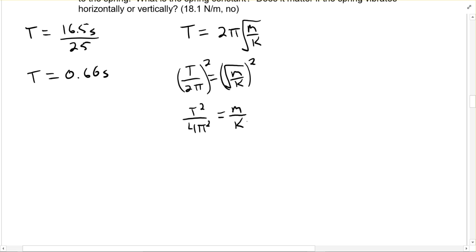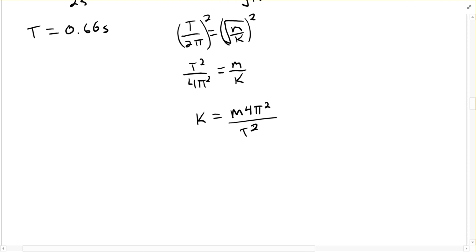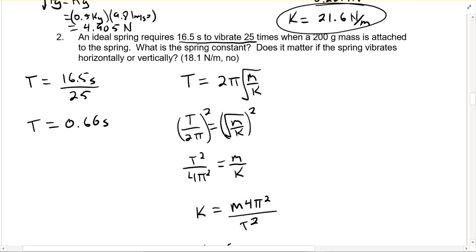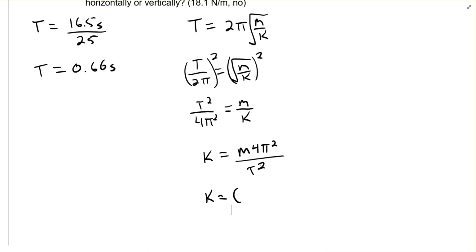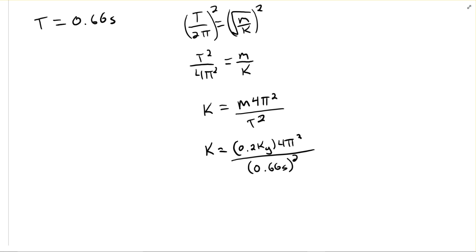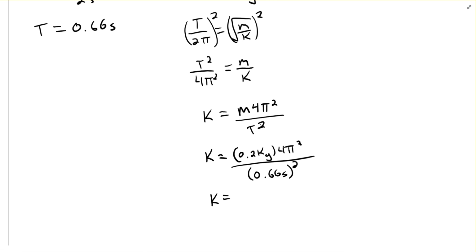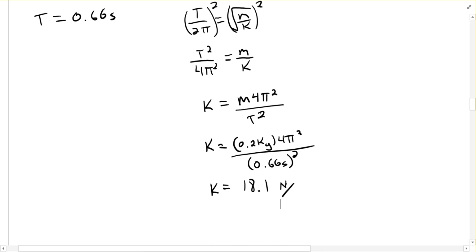If you just rearrange this thing by multiplying where you have to, or moving things diagonally, like I've said before, this is going to be K is equal to M times, I'm going to move 4 pi squared up to that side, and that's going to be over T squared. So K is going to be equal to, my mass was 200 grams, we deal with kilograms, so that's going to be 0.2 kilograms times 4 pi squared over, our period was 0.66 seconds, and that's squared. So K is equal to 18.1 Newton per meter.